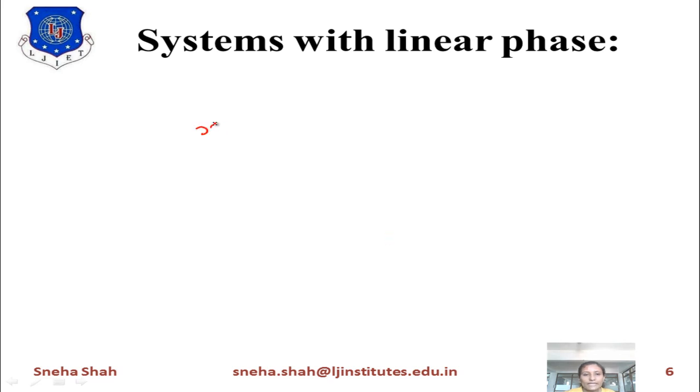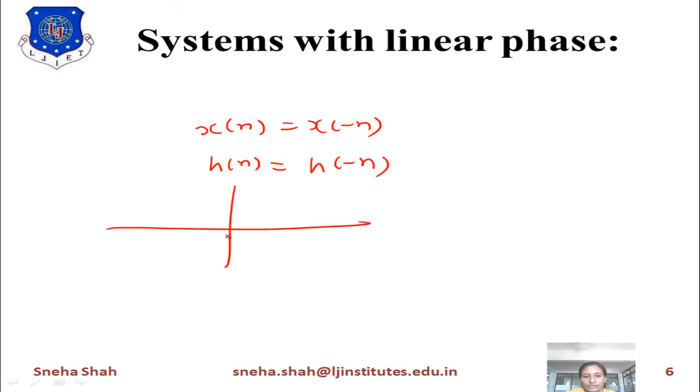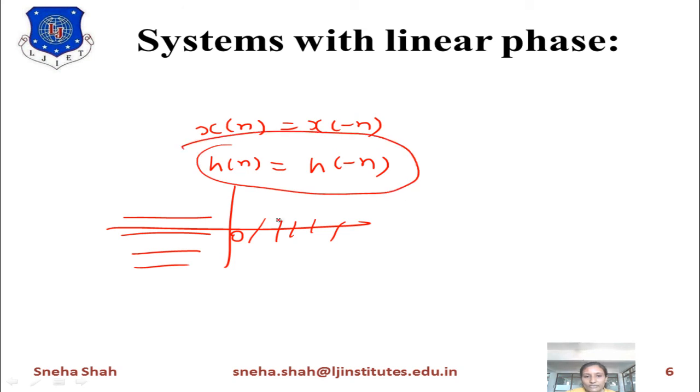suppose I am taking any system as a symmetrical or even function, meaning x of n equals x of minus n, right? So if you want to find out whether the system is with linear phase or not, and we are taking it as symmetric, then its response should be symmetric. So we can say that h of n should equal h of minus n. Suppose from 0 we are taking n terms, it should be the same as minus n terms. If this condition is fulfilled, then we can say that it is symmetrical.